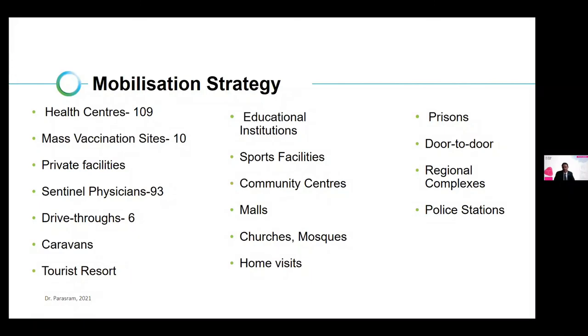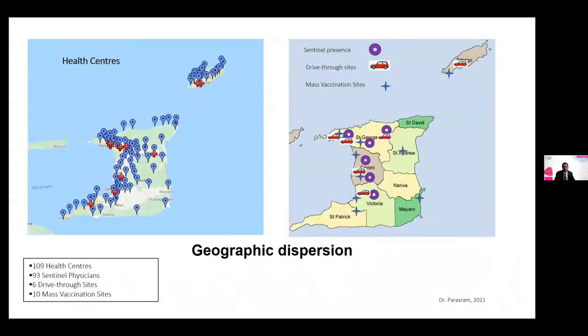Sentinel physicians are persons in the private sector who have a long-standing relationship with the Ministry of Health. They would have been giving childhood vaccines, for example, and they give us back surveillance data as well, so that we have a sense of what is going on in both the public and private sector. Of course, we have the use of caravans, educational institutions for school-age children, sports facilities, malls, churches, home visits, prisons, and door-to-door regional complexes. So we're trying to have access in as many places as possible to make it easy for the public to access the vaccines.